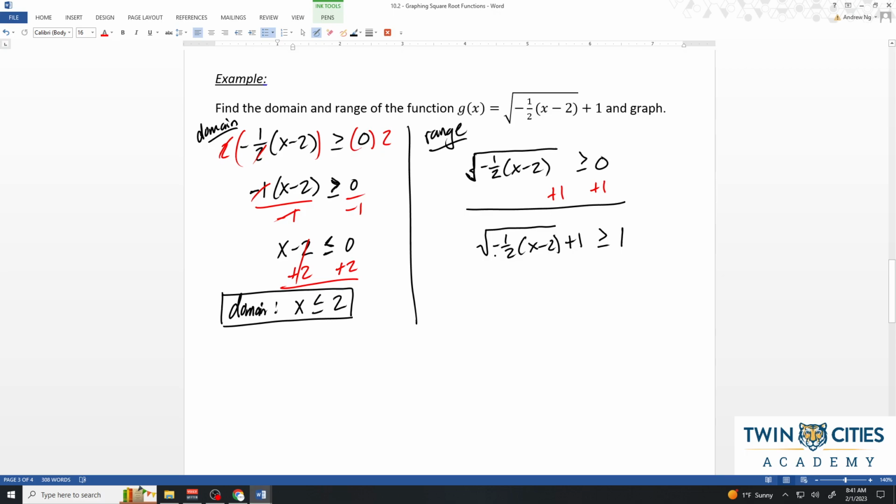Well, this is now what this function is. And this function is g of x, which is just fancy for saying y. y is greater than or equal to 1. So this is my range.